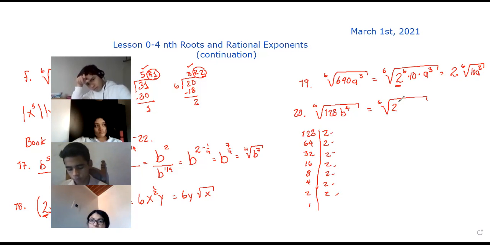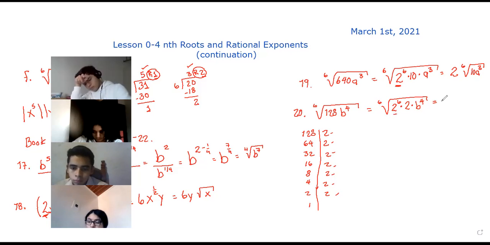2 to the power of 6 times 2 times b to the power of 4. I can take this one out, and that will be 2 times the 6th root of 2b to the power of 4.